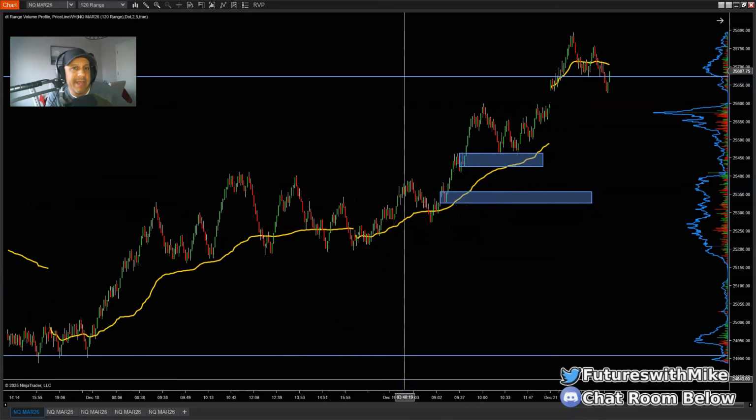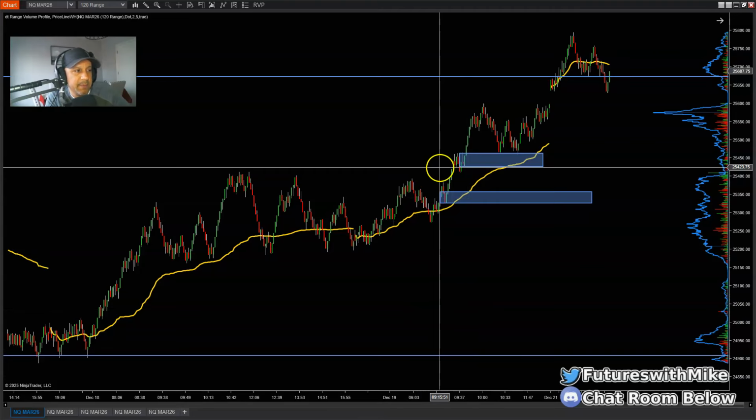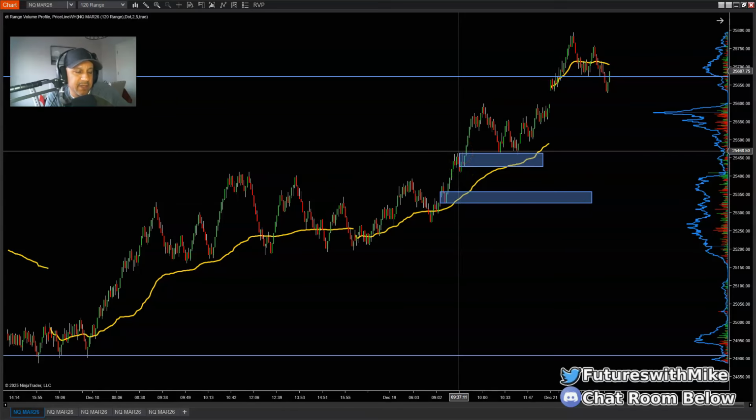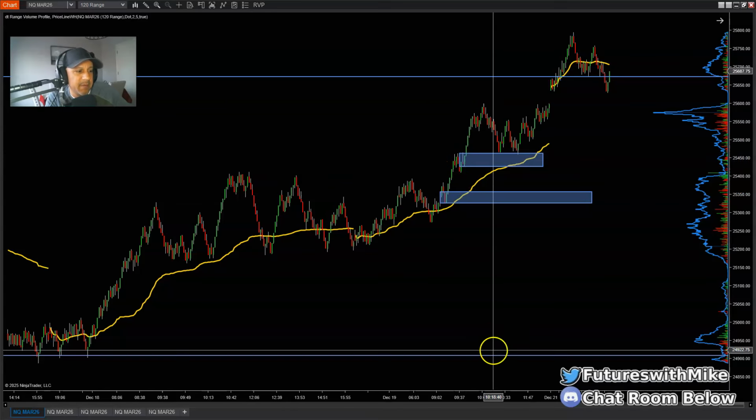Again, the demand markups are going to be opposite of what a supply markup would be. So when it comes to demand, we're looking at the last bearish candle to the downside, mark the top end of it, including the wick, to the bottom end of that bearish candle.